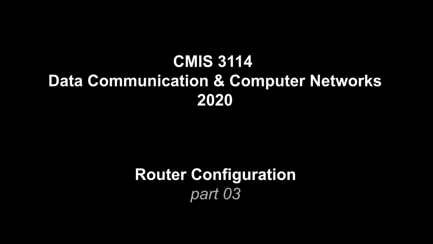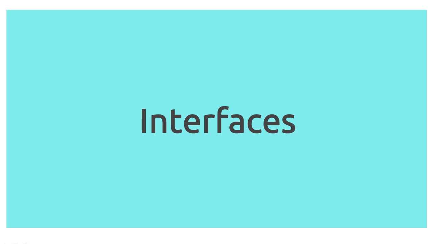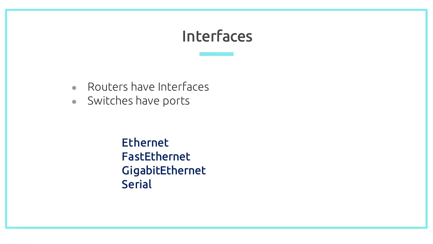CMIS 3114, Data Communication and Computer Networks, 2020. Practical Sessions. Router Configuration. Part 3. Interface Configuration.